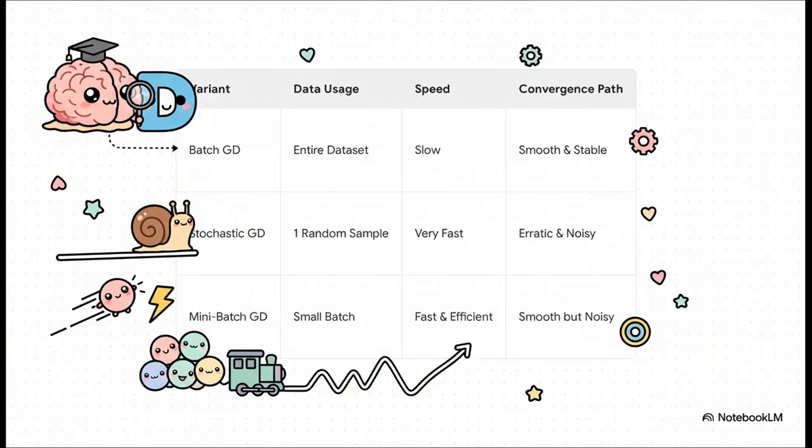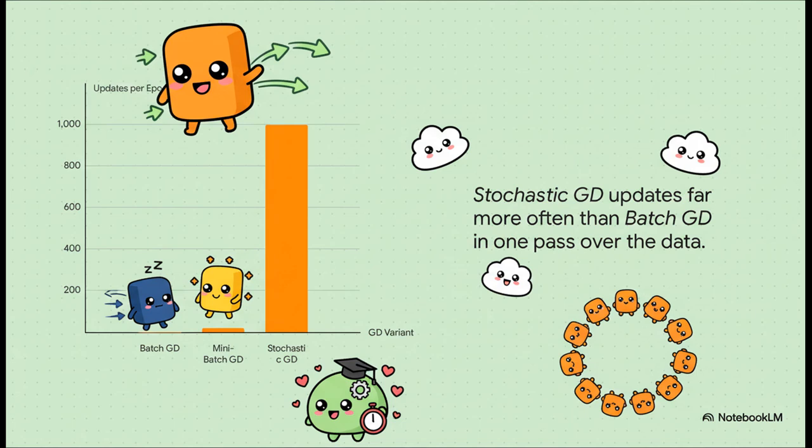First, you've got batch gradient descent. This one is super careful. It looks at the entire data set to calculate the perfect direction for a single step. It's slow, but its path is really smooth. Then you have stochastic, which is the total opposite. It looks at just one single random data point and takes a step. It's incredibly fast, but the path it takes is really noisy and zigzags all over the place. And then there's mini batch, which is the perfect compromise, looking at a small group of data points at a time. The key difference here is really about how often the model gets to update its parameters.